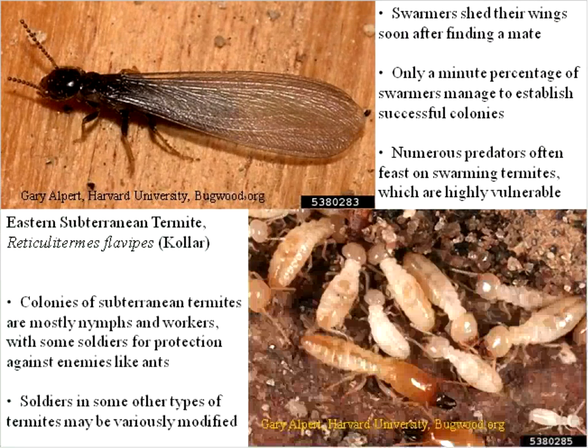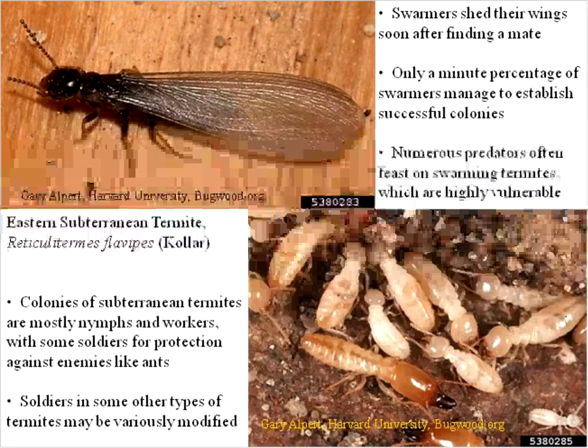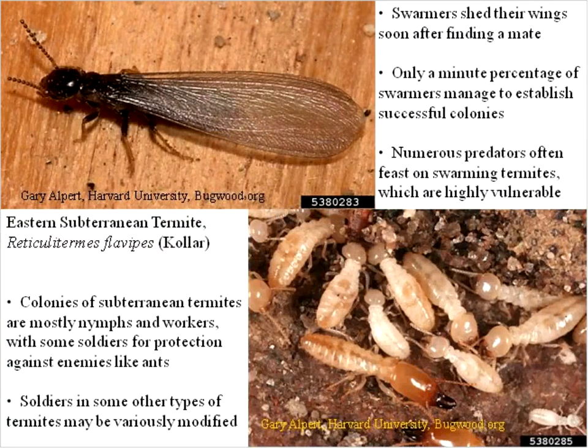Okay, some close-up images of these termites. Now, most termite species have the nymphs here, the smaller individuals, and then the larger workers, which never develop into anything else. And you have the soldiers, which in the subterranean termites have these massive heads and huge jaws, and these are used in defense of the colony.